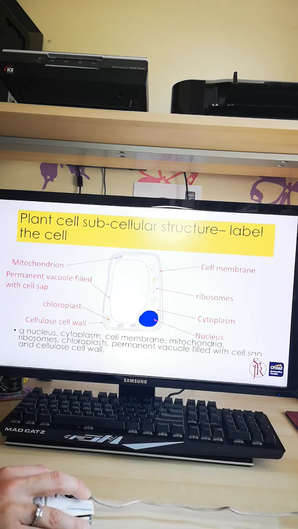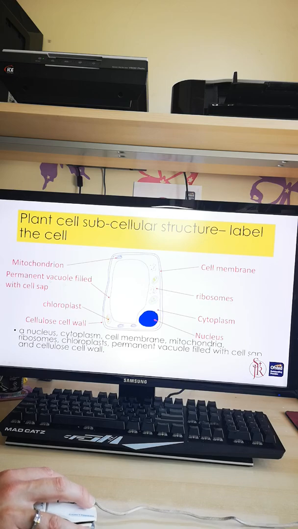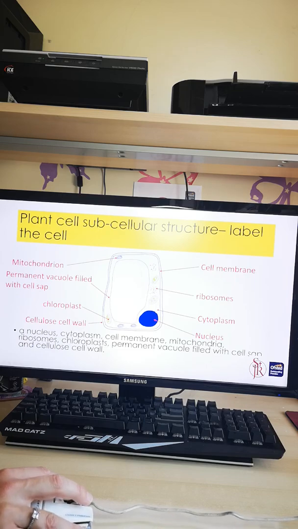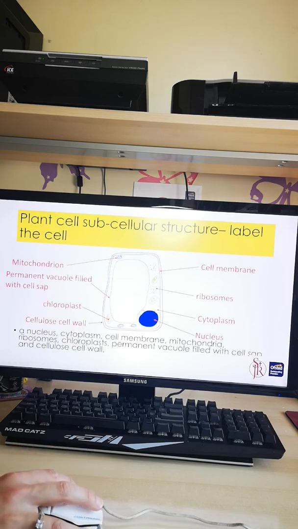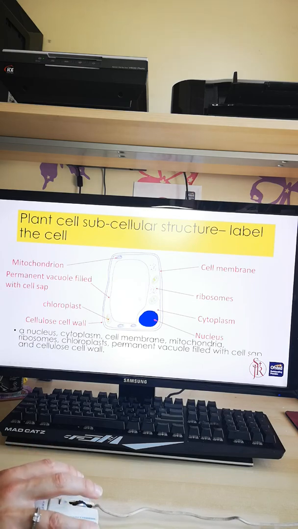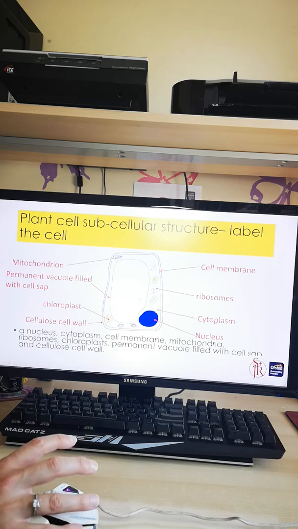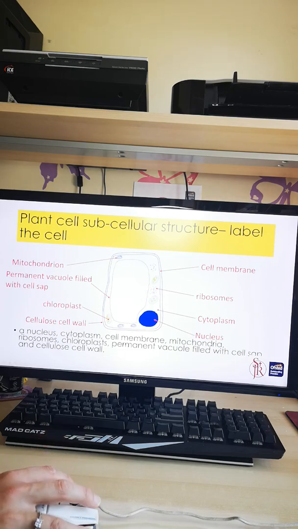So what are these three new ones? So the permanent vacuole filled with cell sap. Okay, so this really is about maintaining the turgor pressure within the cell. So it fills up with cell sap, and that gives a sort of pressure exerted on the rest of the cell, and that's what keeps plant cells turgid, rigid in structure.